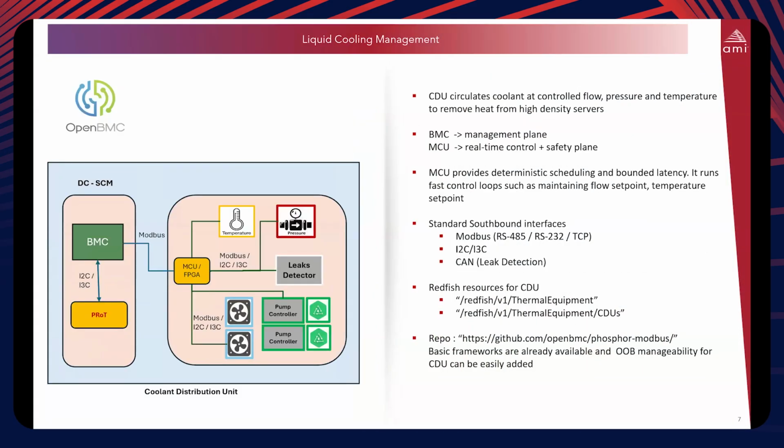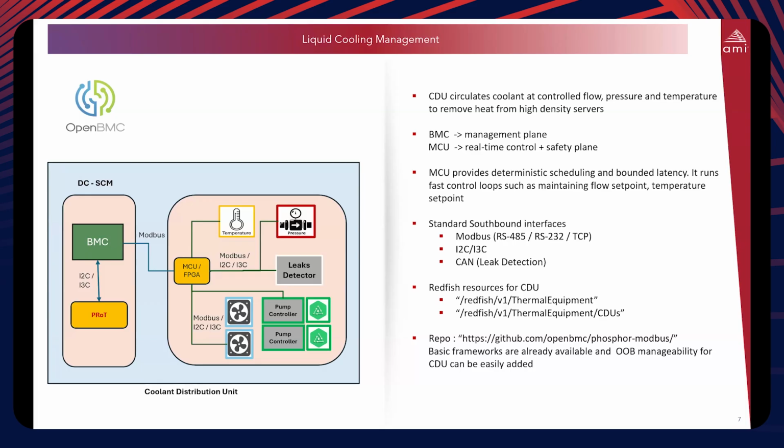So let's move on to liquid cooling. Now, the CDU usually circulates coolant at controlled flow, pressure, and temperature so that it takes away the heat from high density compute environments, right? When it comes to manageability of the CDU, the BMC resides in a separate DCSCM card, and that acts as a manageability plane, whereas the MCU acts as a real-time control and safety plane, right?